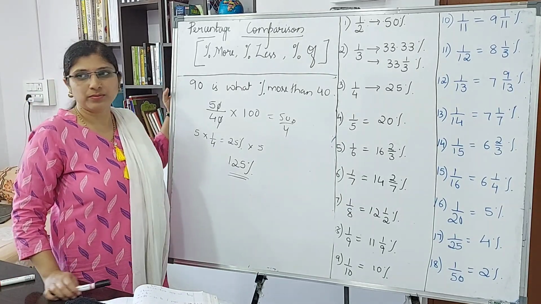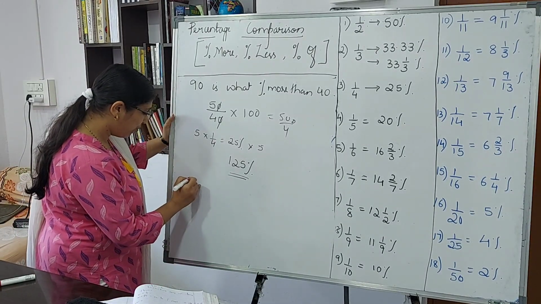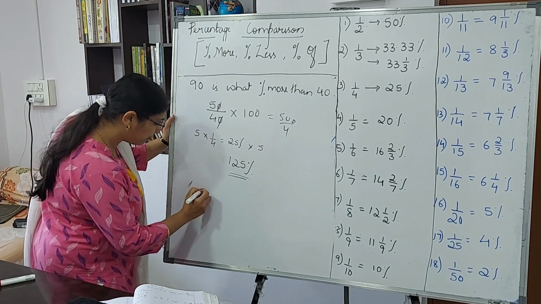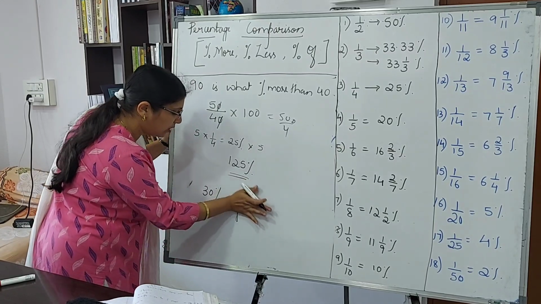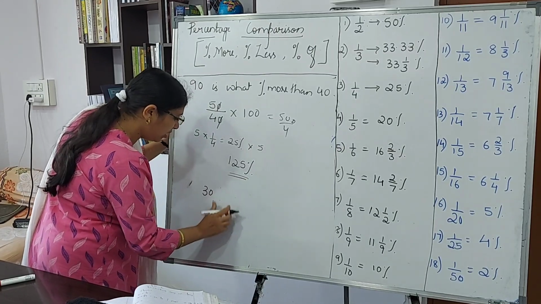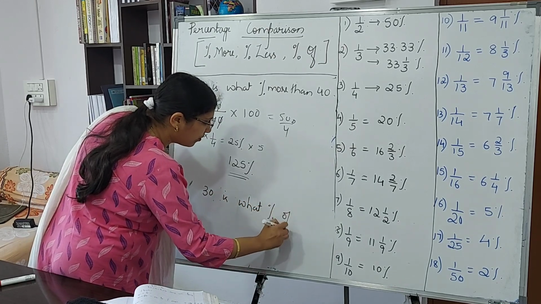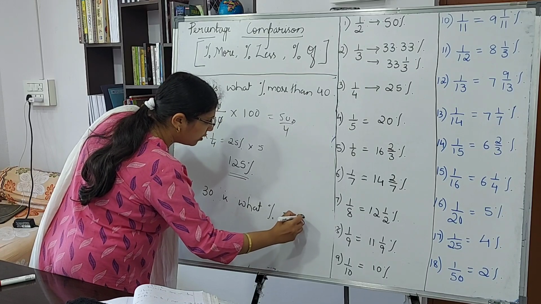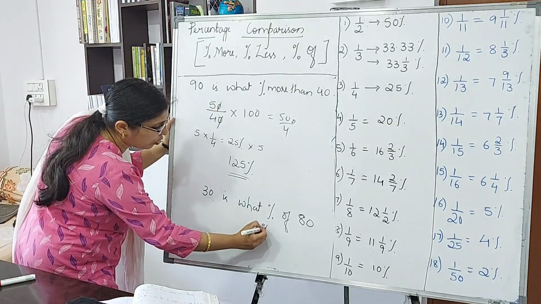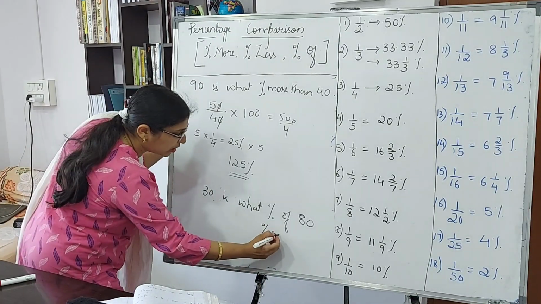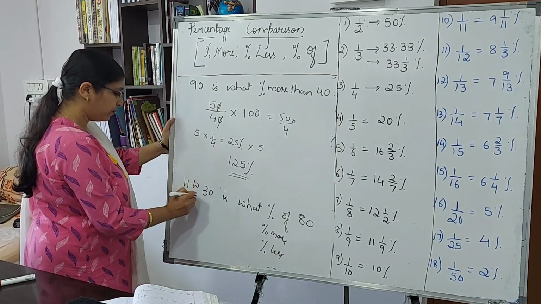So, homework. For homework, you find out 30 is what percent of 80. Okay, and the same values you can take for percentage more or percentage less also. Okay, percentage more and percentage less also, same values you can take. Okay, this is for homework.